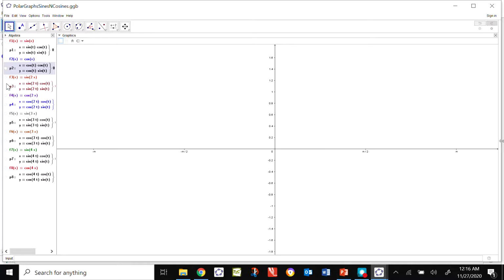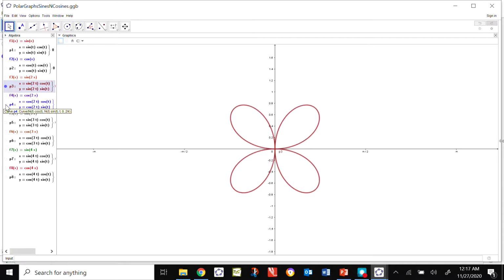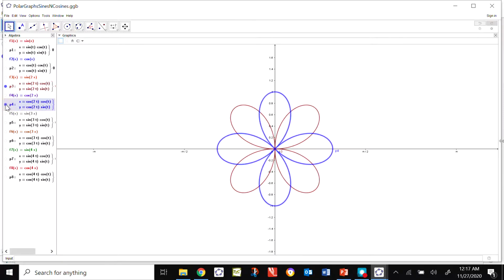Okay, and sine of 2 theta would have 4 lobes like that. Look at the orientation of sine of 2 theta. No, cosine of 2 theta instead would look like that. So this is cosine of 2 theta in polar graph, whereas this is sine of 2 theta. And put them together, that's a pretty looking one, right?